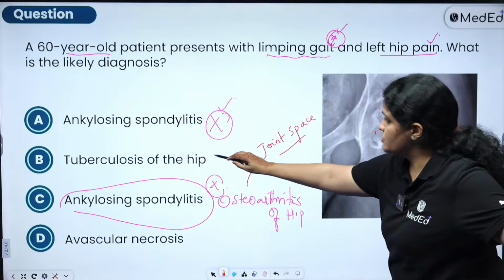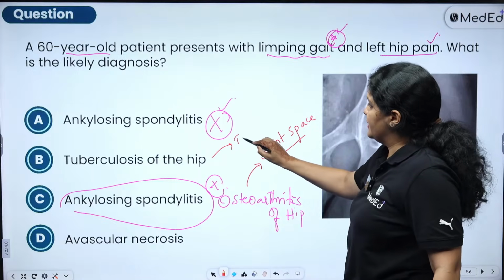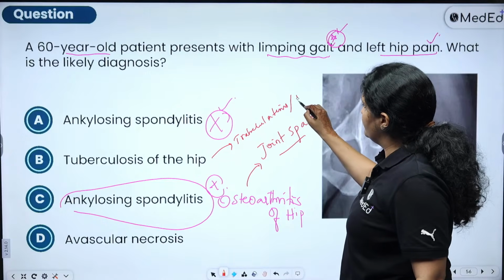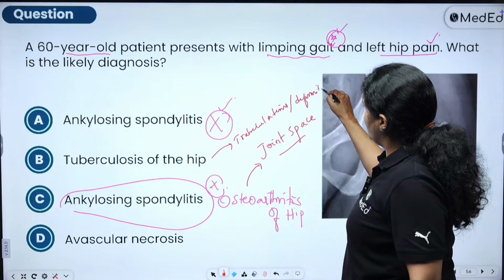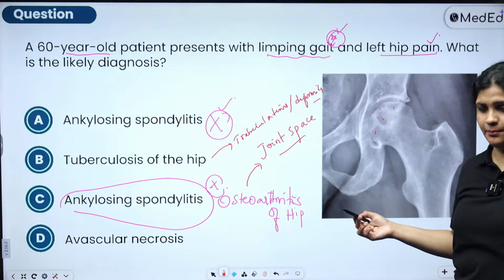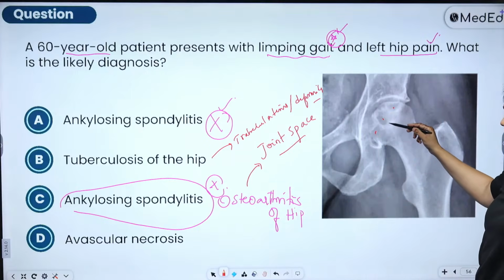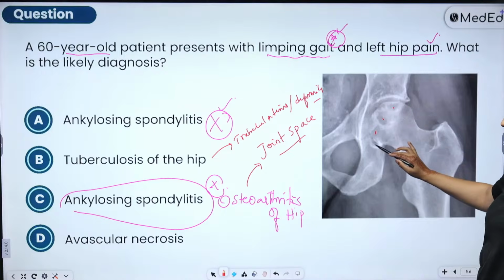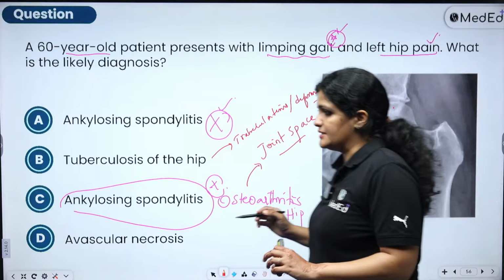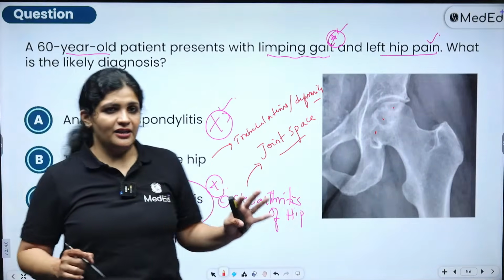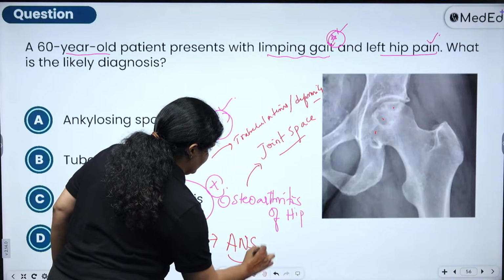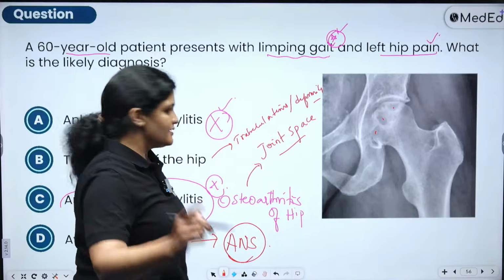And if it is tuberculosis of hip, there will be loss of trabeculations, and there will be more deformity. But here what you see is the subchondral cyst. There is some disruption in the head of the femur. Whenever you see the subchondral cyst and involvement of the femur head, it is mainly avascular necrosis. So the answer is avascular necrosis, right? You people are answering tuberculosis of hip.